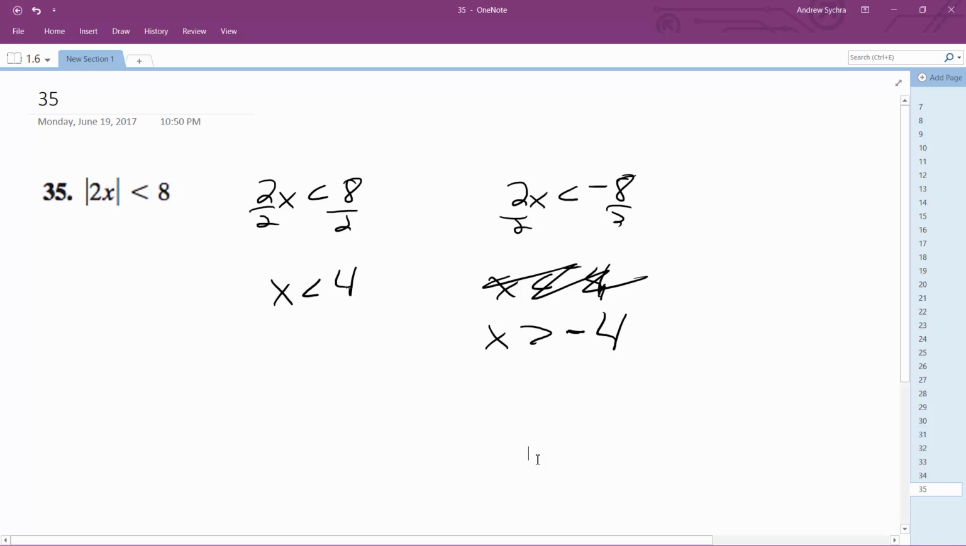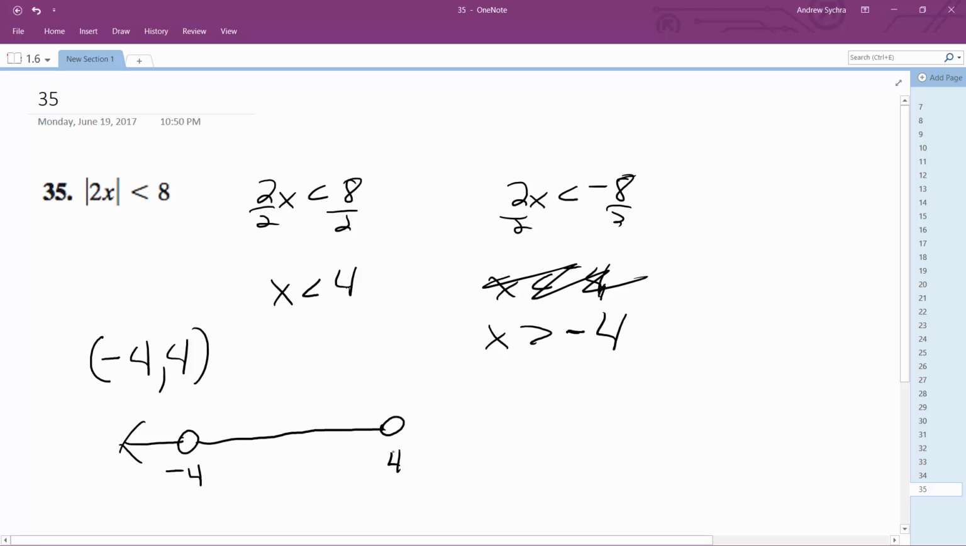So what happens here actually, interval notation or something like this, negative 4 to 4, or yeah, we have a number line, so we'd have negative 4 here, and then we go up to 4. So, x can be anything in between here.